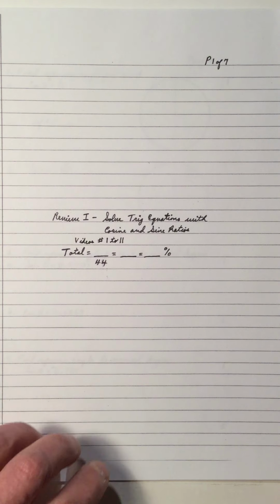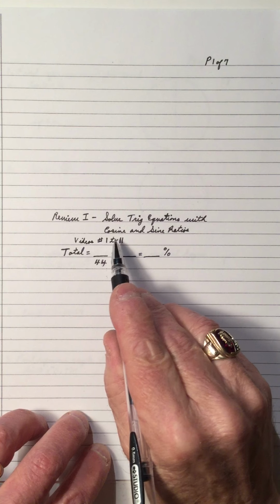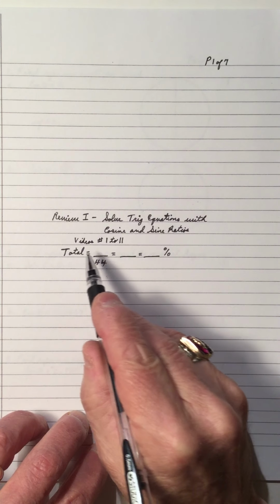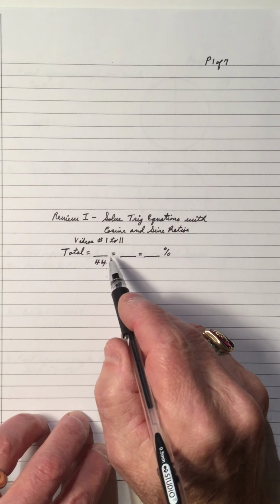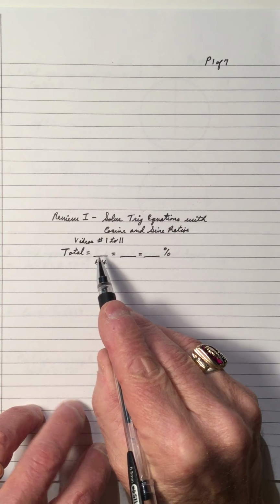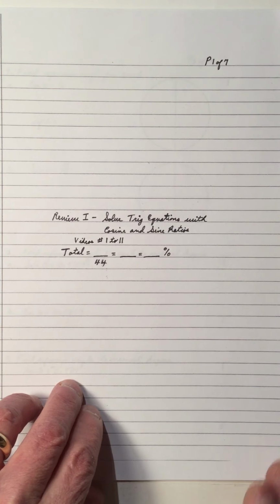Hi, welcome to my video on Review 1, Solving Trig Equations with Cosine and Sine Ratios. And this is on videos 1 to 11. And this one can be treated as a quiz, marked out of 44.